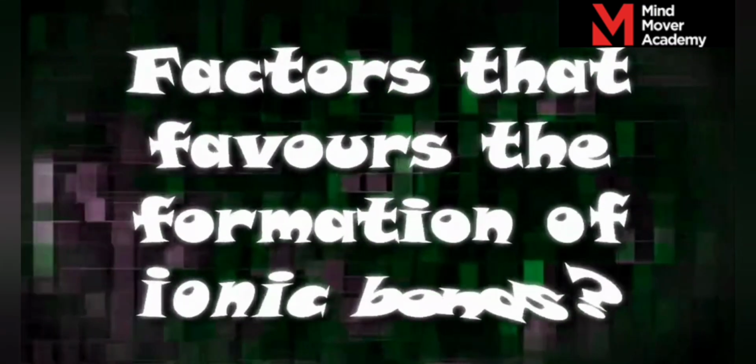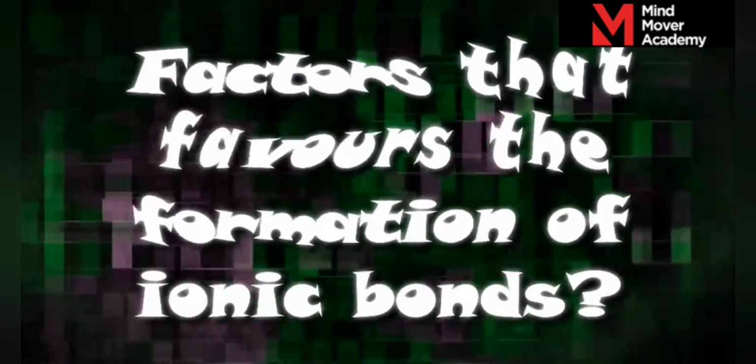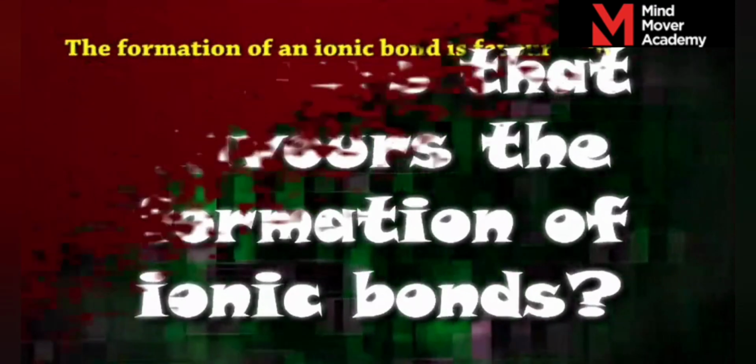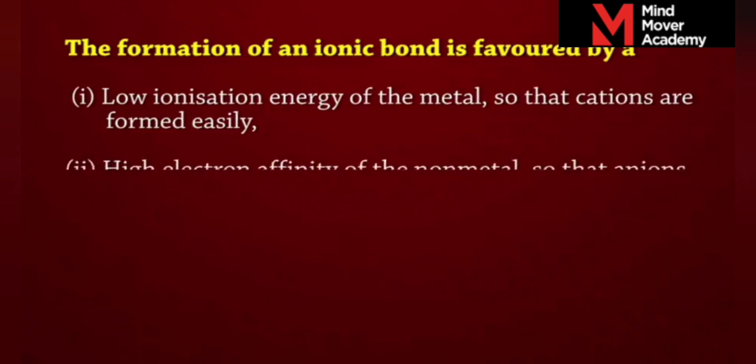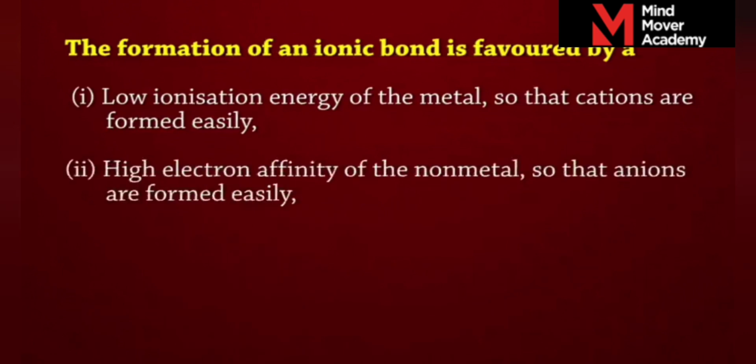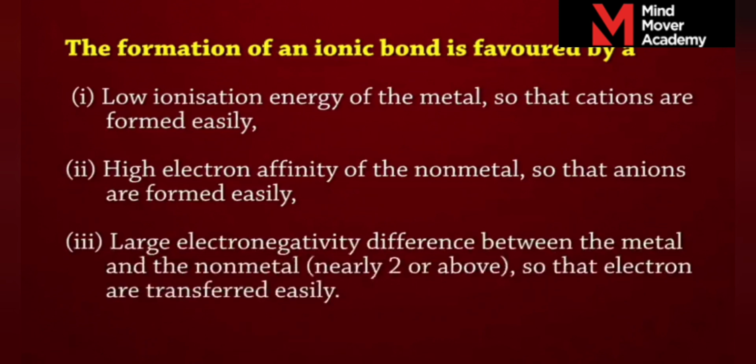Factors that favor the formation of ionic bonds. The formation of an ionic bond is favored by: 1. A low ionization energy of the metal so that cations are formed easily. 2. A high electron affinity of the non-metal so that anions are formed easily. And 3. Large electronegativity difference between the metal and the non-metal, nearly 2 or above, so that electrons are transferred easily.